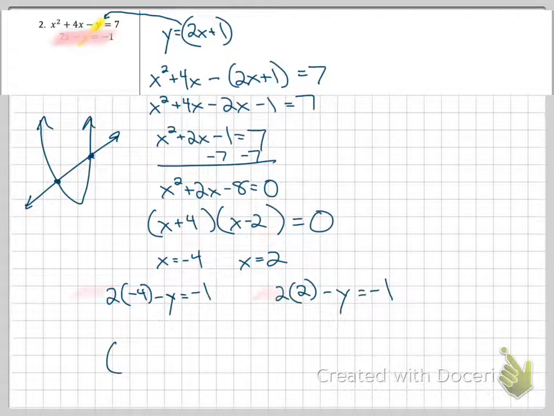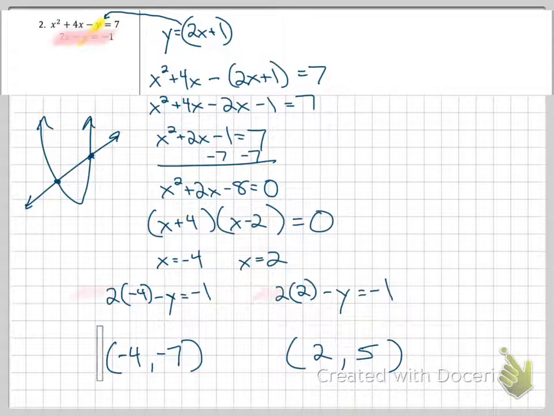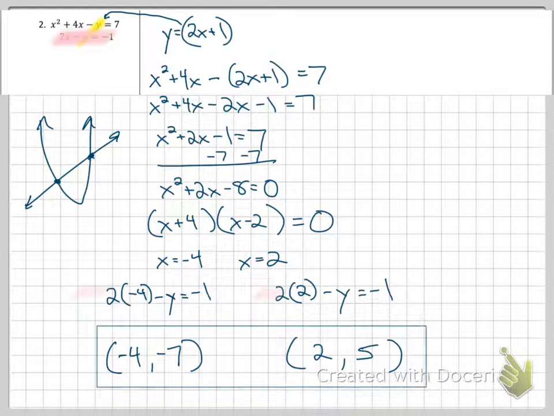Your answer is going to be 2 points. If I plugged in -4, it's going to be -4 comma whatever I get. If I plugged in 2, it's going to be 2 comma whatever I get. Pause your video and see if you get what I get. Okay, if you're super careful dealing with that -y, you should get the points (-4, -7) and (2, 5) are our solutions to that system.